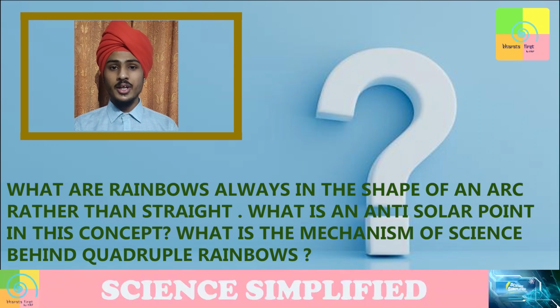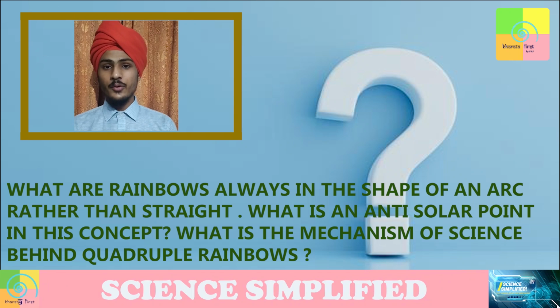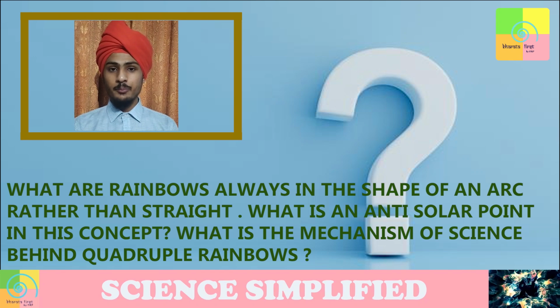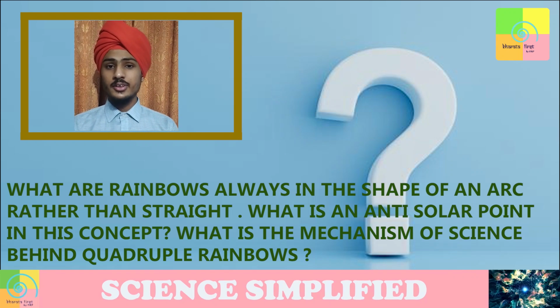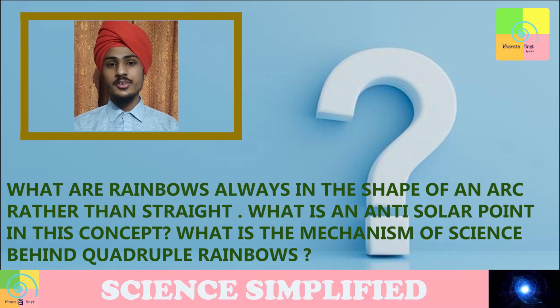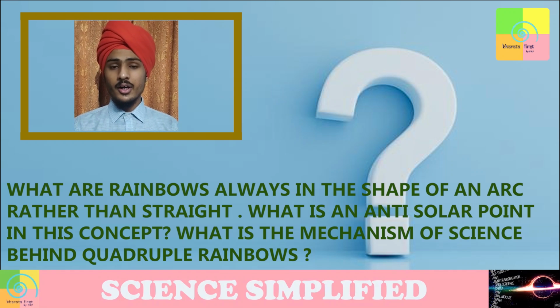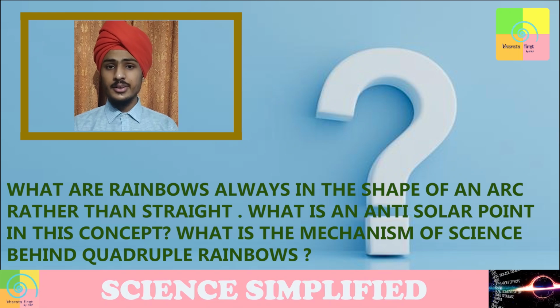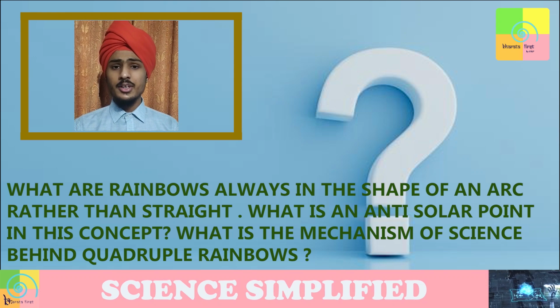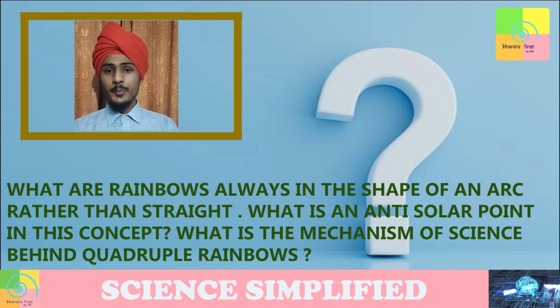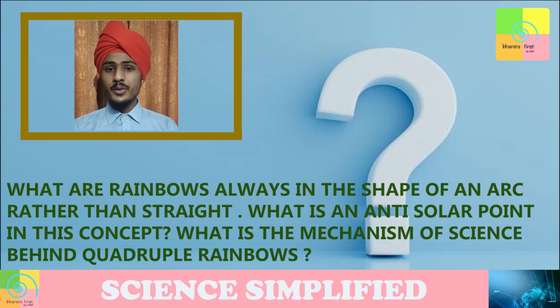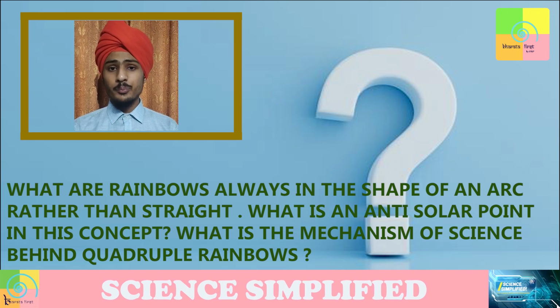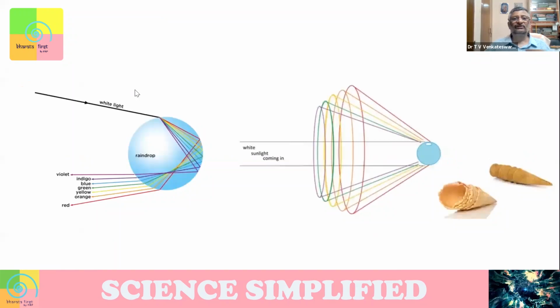My name is Gagandeep Singh and I'm a science student. As of now, I am pursuing my graduation in Bachelor of Science from DAV College, Sector 10, Chandigarh. My question is, why are rainbows always in the shape of an arc rather than straight? And what is the anti-solar point in this concept? My second question is, what is the science behind quadruple rainbows? Thank you. A long question, maybe we'll see at least some of them.